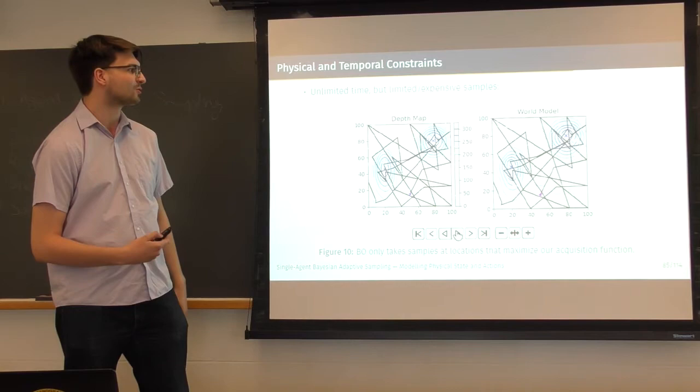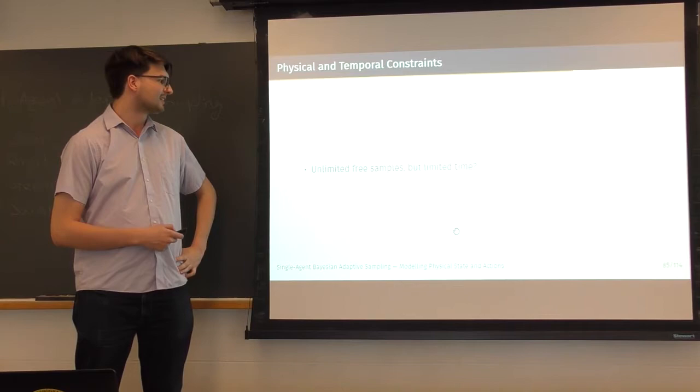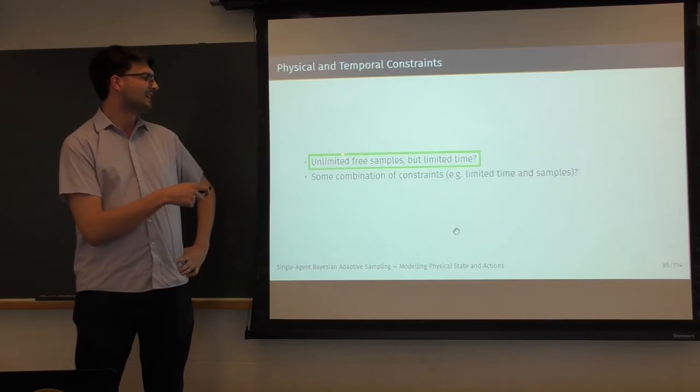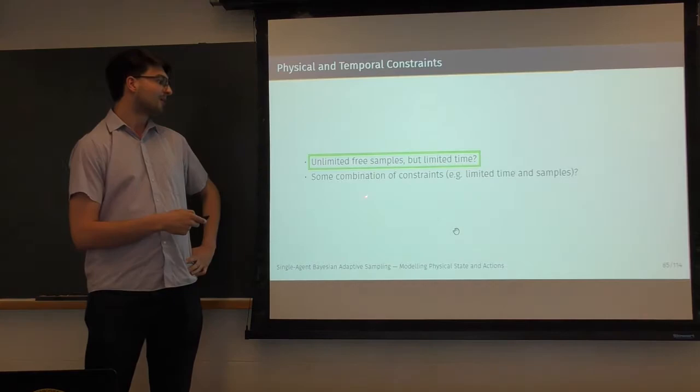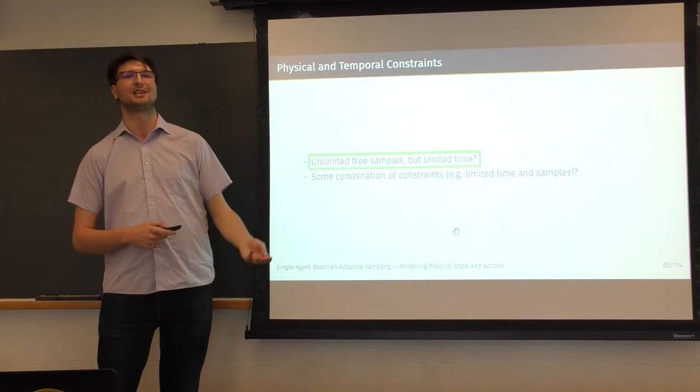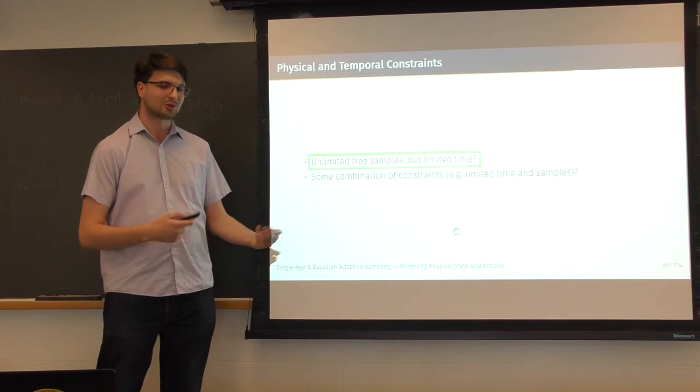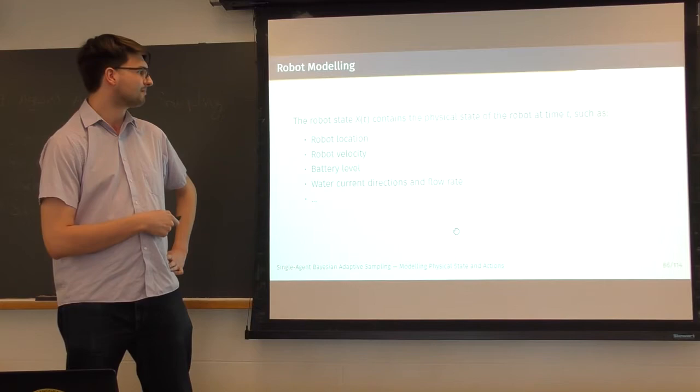But in the case of physical robots and the types of sampling that, say, oceanographers do, we're usually not in either of those situations. What usually matters the most is that you can take a lot of samples, but you only have a limited time to execute the mission, so you're trying to do as well as you can within some time constraints. Or the other realistic situation is that you have both constraints: constraints on the number of samples you can take, or a cost of taking samples, but you're also limited in time. But we're going to focus on the slightly simpler case, which is just limited time.